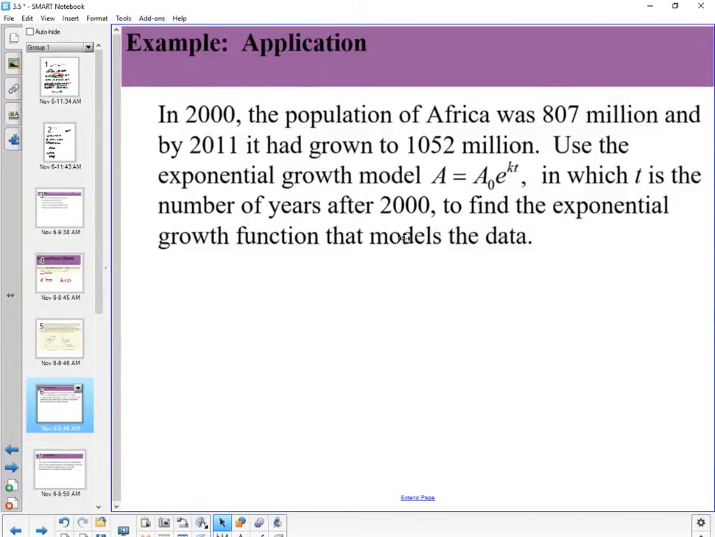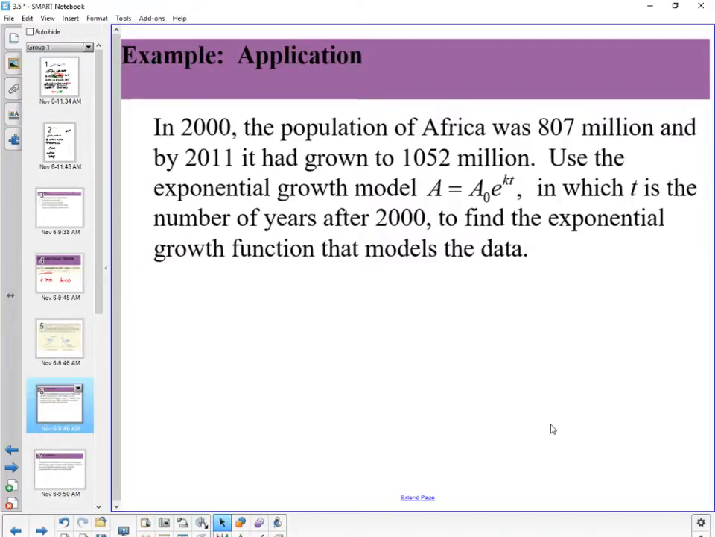Yeah. All right, let's get started here. So let's apply this. In 2000, the population of Africa was 807 million, and by 2011, it had grown to 1,052 million. Use the exponential growth model A equals A naught e to the kt, in which t is the number of years after 2000, to find the exponential growth function that models the data. So we just plug and chug, people.